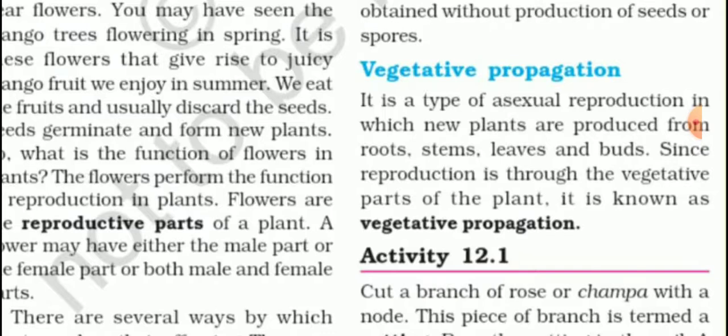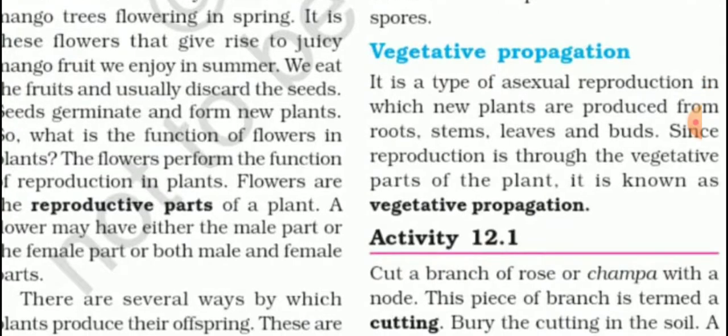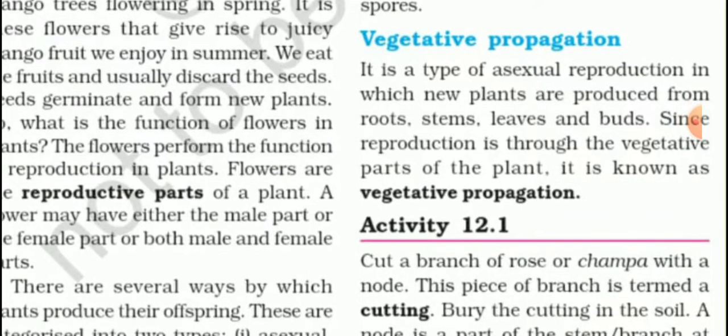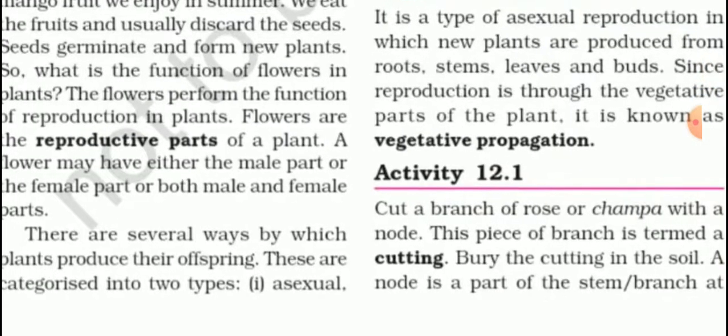What do we mean by vegetative propagation? It is a type of asexual reproduction in which new plants are produced from roots, stems, leaves and buds. Since the reproduction is through the vegetative parts of the plant, it is known as vegetative propagation.